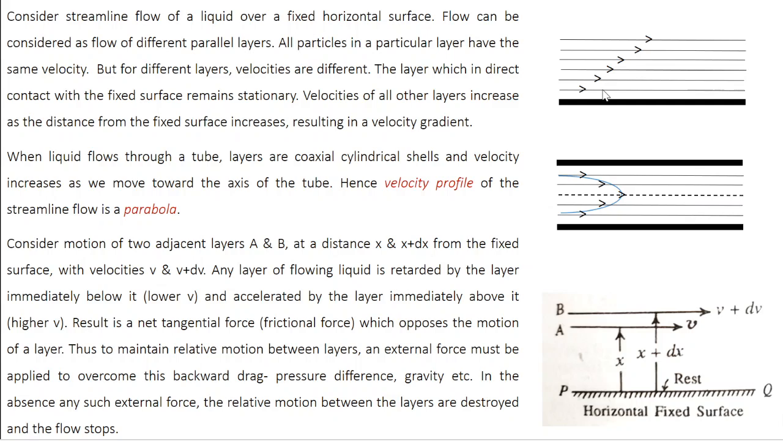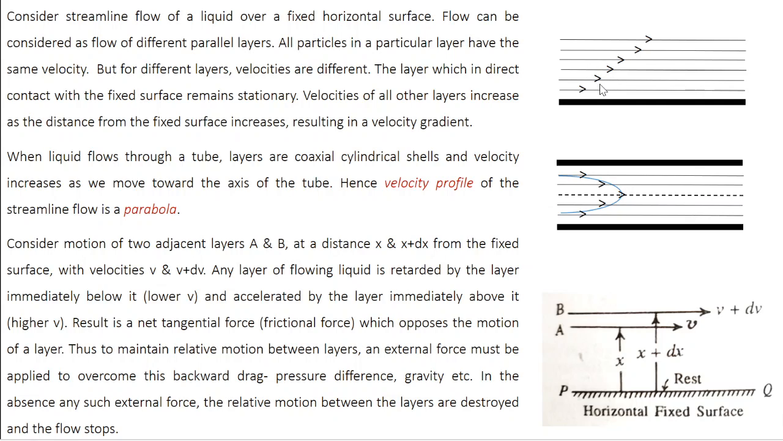So you have two types of forces here. The layer below the given layer exerts a tangential force which tries to retard it, and the layer above it applies a tangential force which tries to accelerate it. And the net effect is a combination of these two.